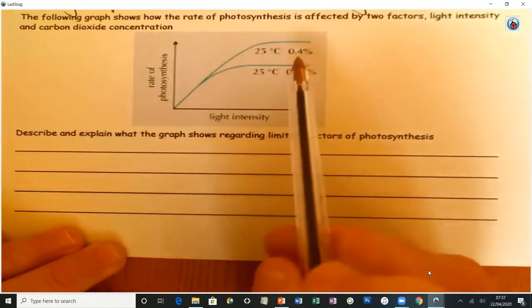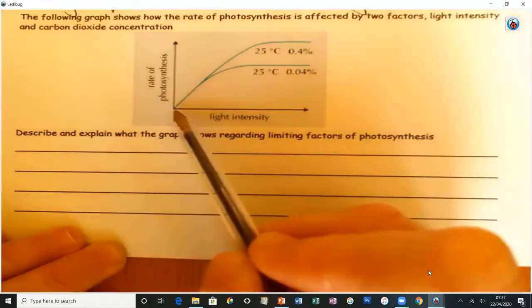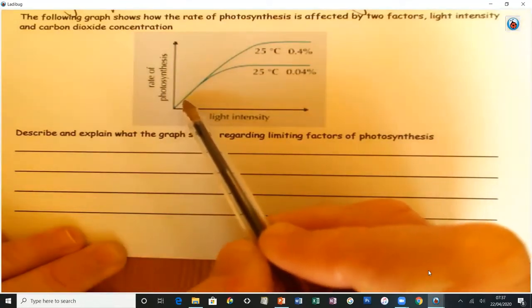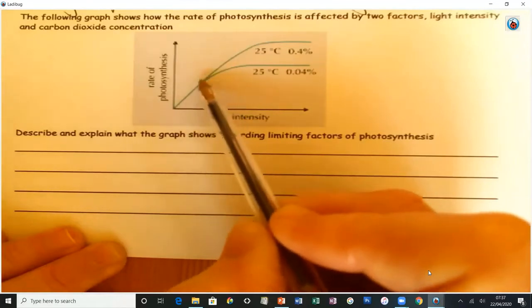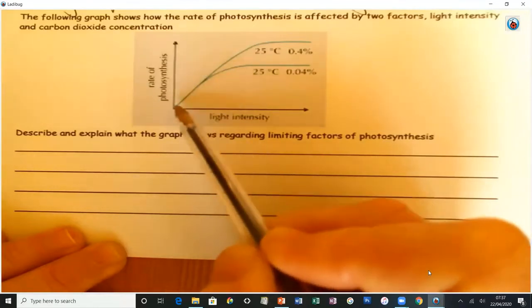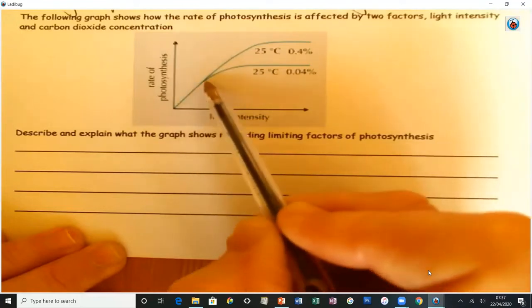Well, as before, at the start, both lines show that as light intensity increases, the rate of photosynthesis increases steadily. So again, light is the limiting factor.